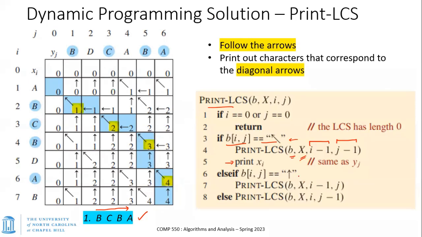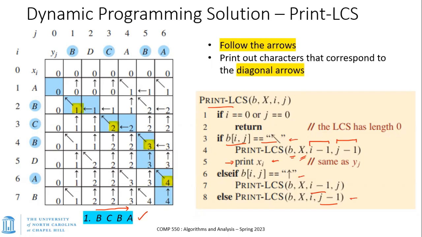If you have a diagonal arrow, you do a printing. If you have a vertical arrow, or the last one, a horizontal arrow, you simply do a recursion, and you look at either the one above or the one on the left. So that was, I thought, an interesting algorithm, an interesting way of solving this problem.